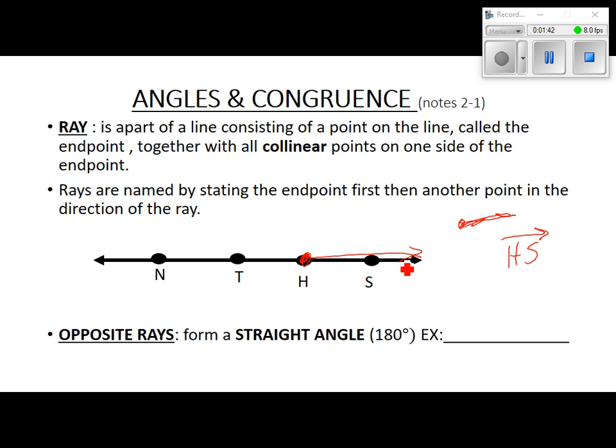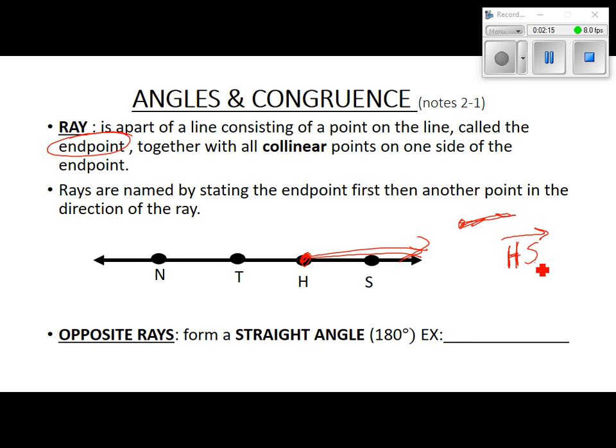So HS. Making sure you use the ray symbol, 2 letters, 2 capital letters to name the ray. We've done that. Are there other rays in this picture? Yeah, all kinds. Remember, when you're naming a ray, they call it an endpoint. Probably shouldn't be called an endpoint. It should actually be called a starting point, because that's where you're starting, and then the second letter tells you which direction you're going.